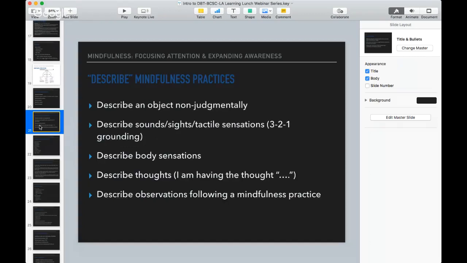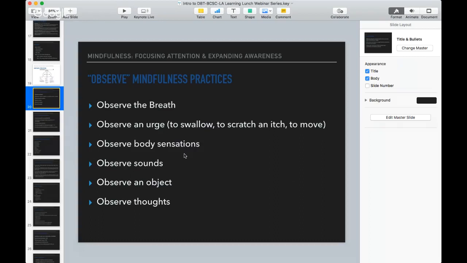Here are some examples of some observed mindfulness practices that we do. Observing the breath, observing an urge to swallow, to scratch an itch, or to move, observing your body sensations, observing sounds, observing an object, or observing thoughts. So these are all wordless ways of observing.